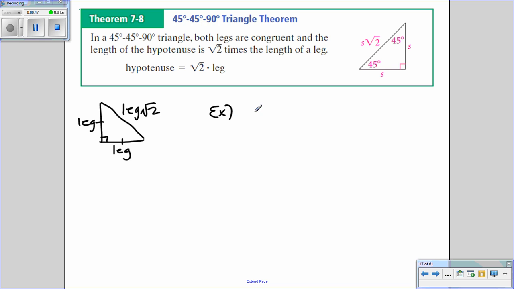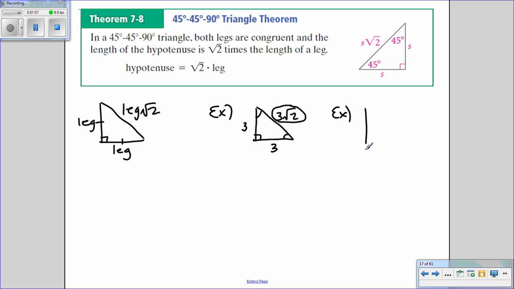A quick example of what that means. So if we have a 45, 45, 90 right triangle, and let's say the legs are both 3, that means the hypotenuse would be whatever the leg is times the square root of 2. In this case, 3 radical 2.